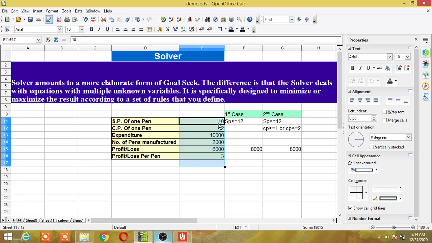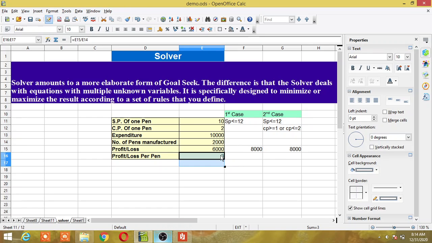That means which was 10 rupees, the maximum amount I can increase is 12 rupees only. That means with the increase of 2 rupees I can manage. And I want to achieve a target of 8,000 rupees. So how can I do that?